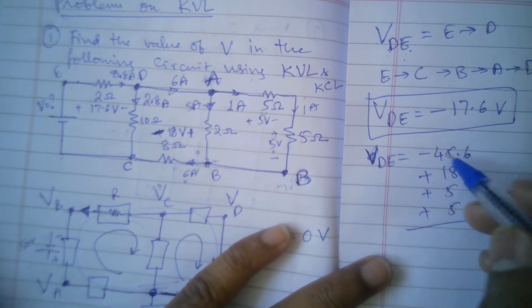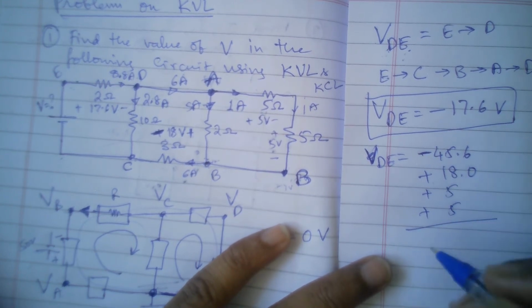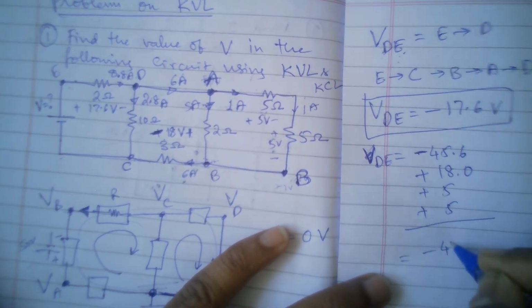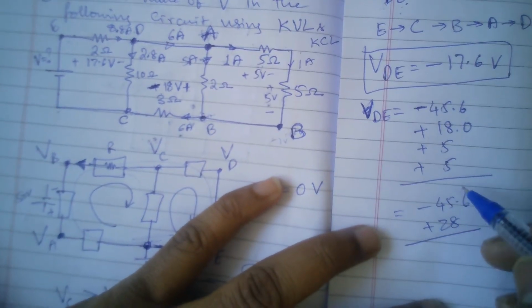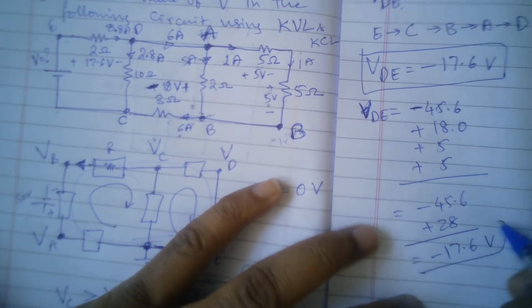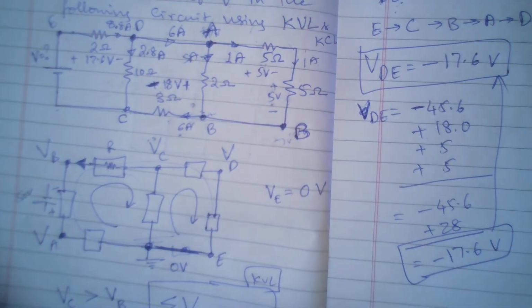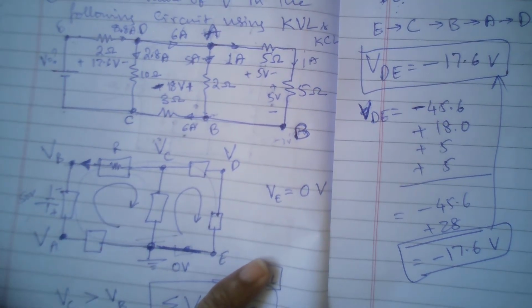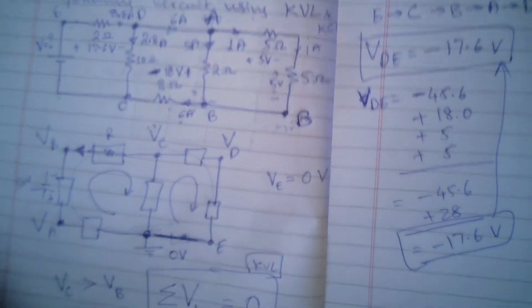So now let us see. Minus 45.6. First I will add these positive terms, so this becomes 28. So minus 45.6 plus 28. If you do this, you will get exactly minus 17.6 volts. So irrespective of the route you take, it will be the same. This is how we use the KVL.